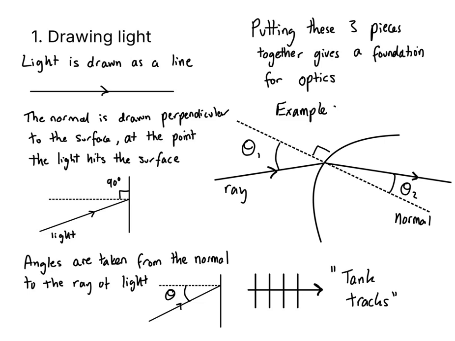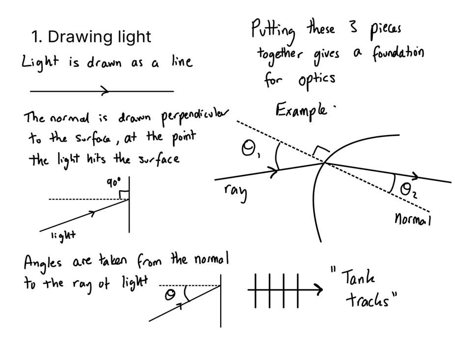It's really important that we draw light consistently. A quick but vital habit first. We draw light as straight rays, and every angle we measure is taken from the normal. That's the dashed line drawn perpendicular to the surface at the point where the ray hits. A lot of students lose easy marks by measuring from the surface instead.